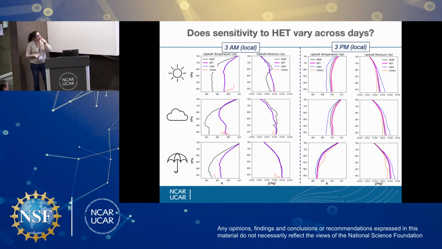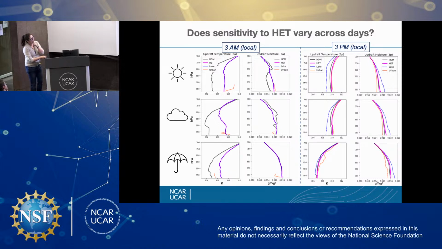And as I mentioned before, with the lake patch and what's happening overnight, one of the neat things about this framework is that we can isolate which plumes are being initialized over which surface. So what I've done here is just taken any plume that's initialized over the lake at 3 a.m. and any plume that's initialized over an urban area at 3 a.m. and plotted those here. What's interesting to see is that the heterogeneous signal overnight is driven almost entirely by these lake plumes.